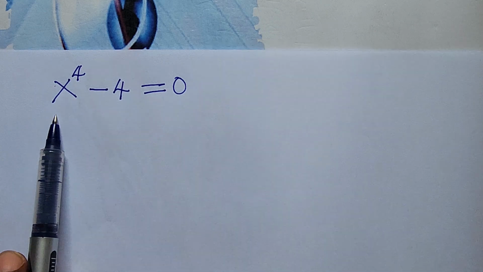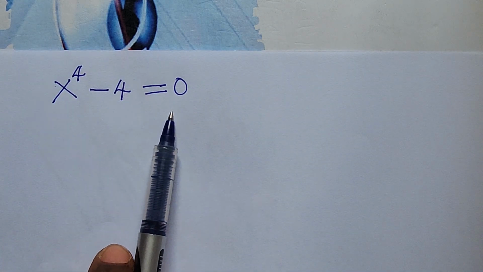Today we have a nice algebra equation before us here. A simple one at that. Now the question reads x to the power of 4 minus 4 equal to 0.